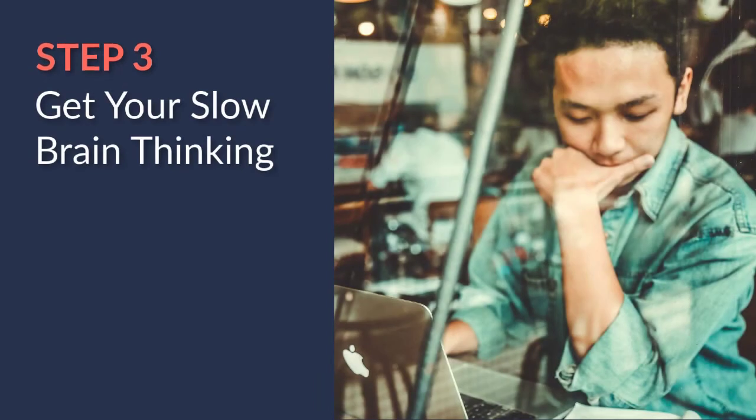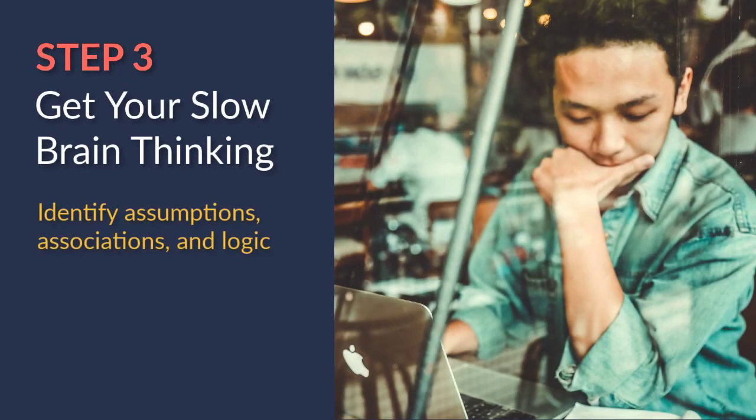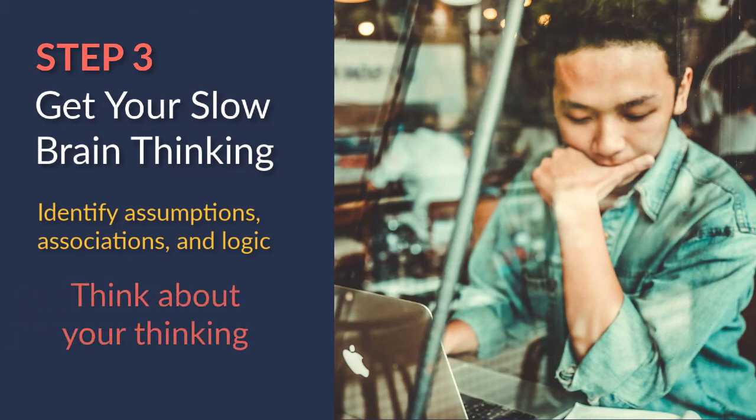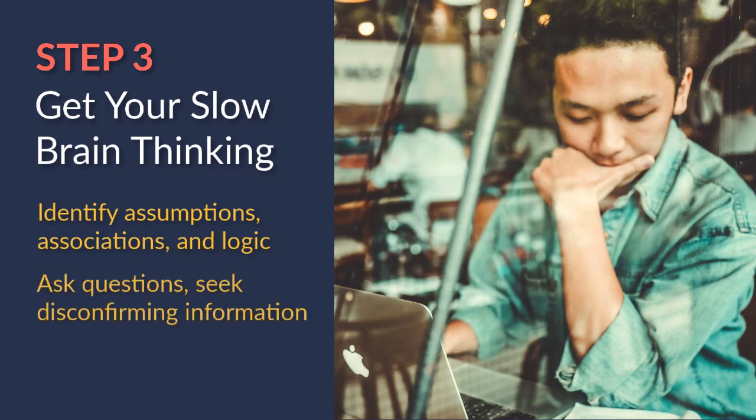The final step is to engage our slow brain thinking by trying to identify the assumptions, associations, and logic that our fast brain is using in a particular situation. In other words, we need to think about our thinking. We also need to question our own intuition and preferences. We can avoid confirmation bias by asking questions that help us see what we may be missing.